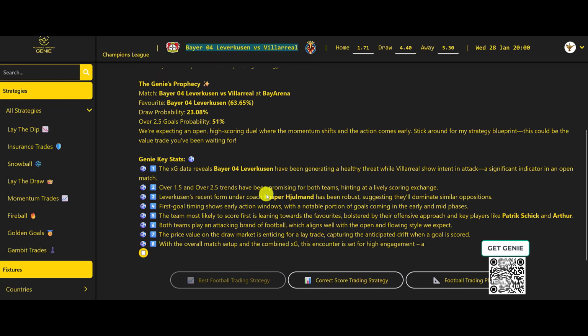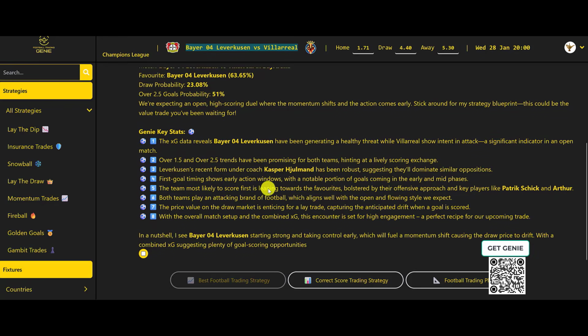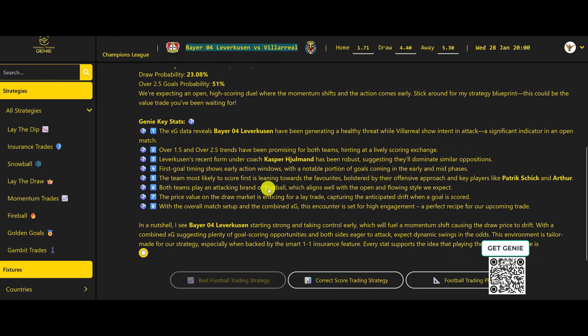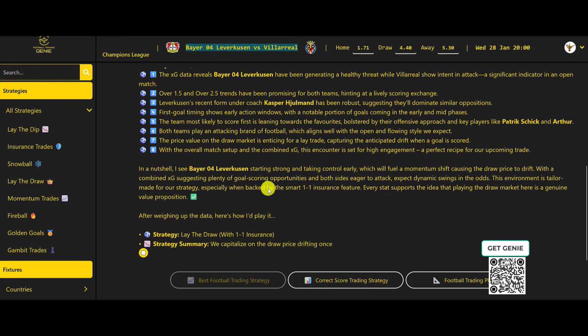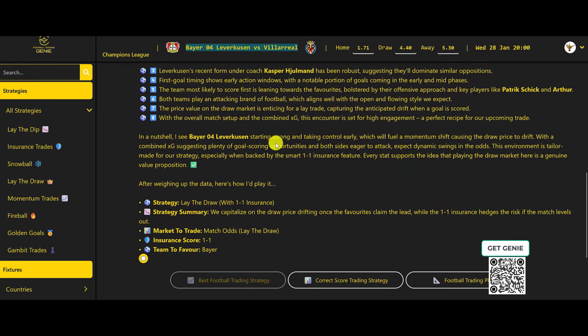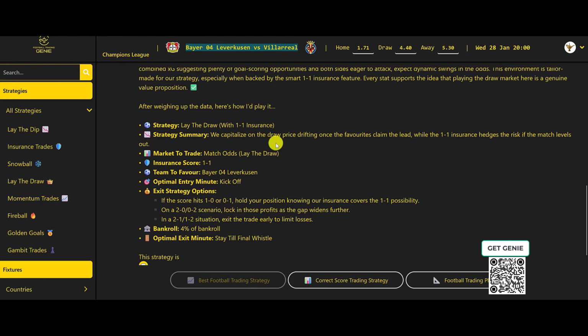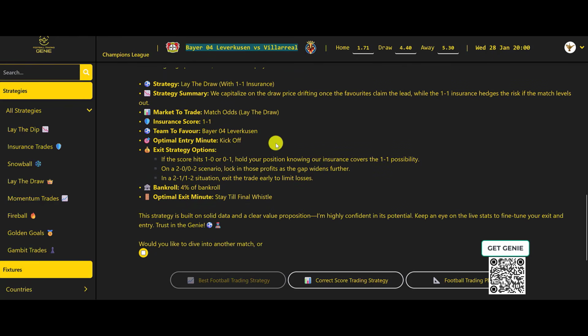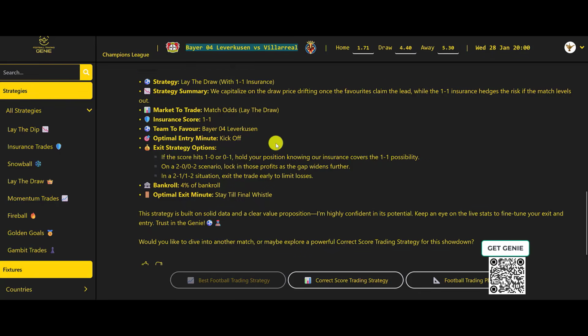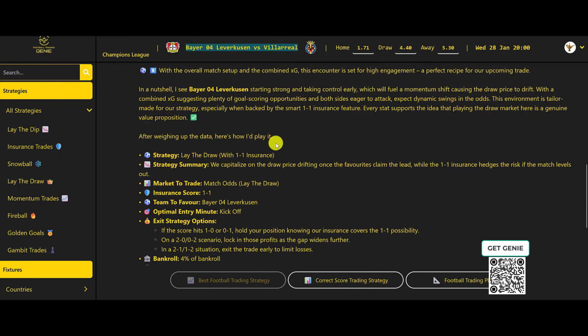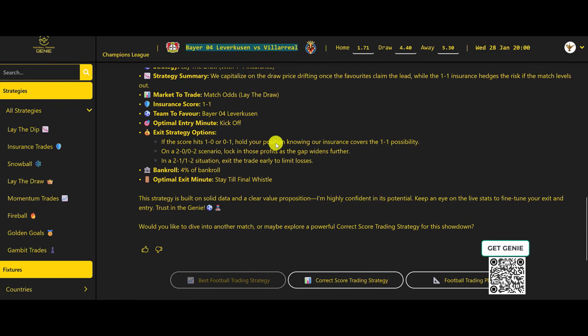Okay, this is a way to get involved in the match, and it's looking interesting based on what it's seeing. So we're looking at laying the draw. We're also going to take insurance on the 1-1 scoreline. Okay, so we've seen this strategy before, obviously. We're not saying this is any sort of secret, new, magical strategy, but it is a solid one. So let's give it a go.